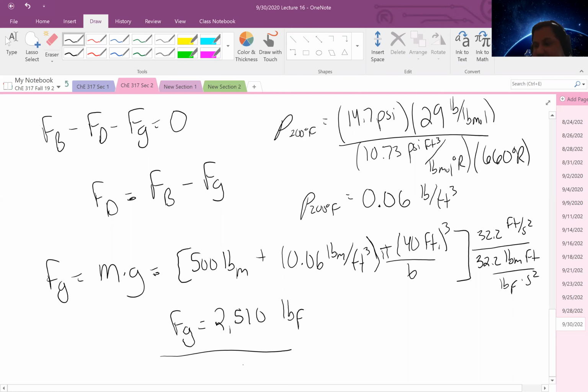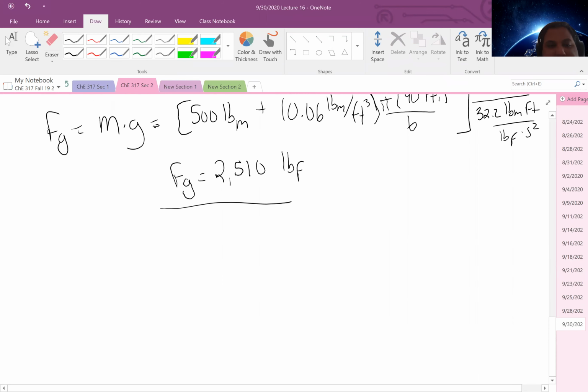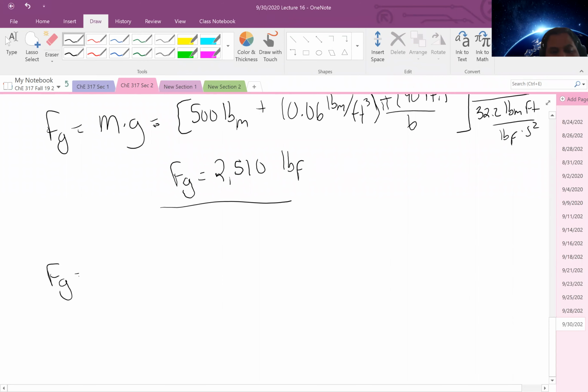The next thing I need to do is solve for the buoyant force, which this system is essentially the volume of the air displaced, or the density of the air at 50 degrees times the volume of the balloon.